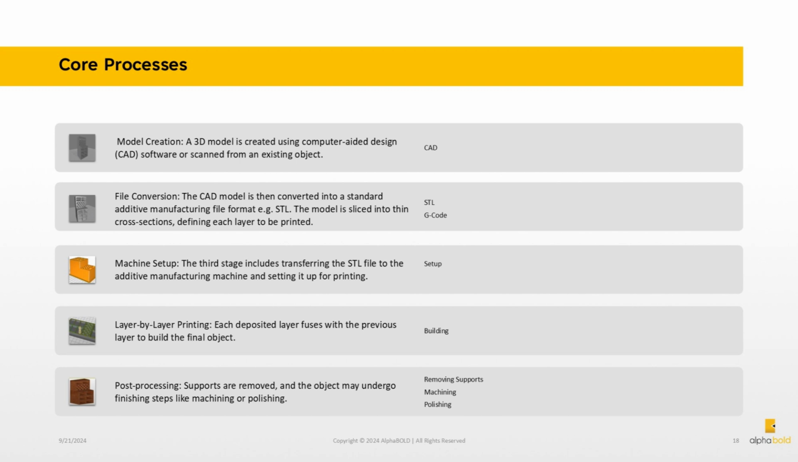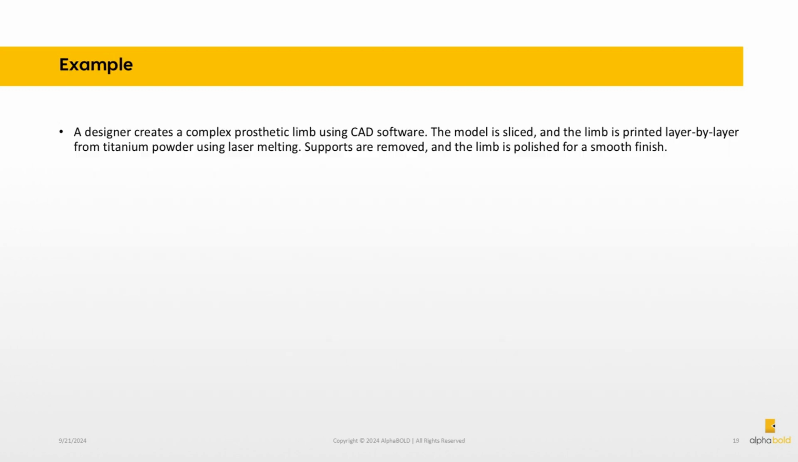Layer-by-layer printing. Each deposited layer fuses with the previous layer to build the final object. Post-processing. Supports are removed, and the object may undergo finishing steps like machining or polishing. Example.